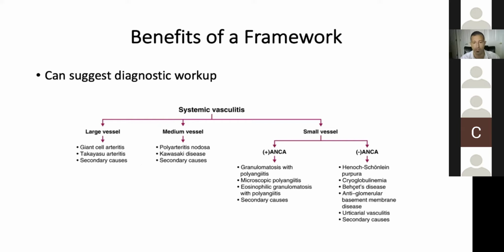So if we look at the framework for systemic vasculitis and we look at the small vessel arm, that subdivides into whether patients are ANCA positive or ANCA negative, anti-neutrophil cytoplasmic antibody. And so if I'm approaching a patient who I think may have small vessel vasculitis, and I have this framework in mind, it automatically suggests to me a serologic study to send.